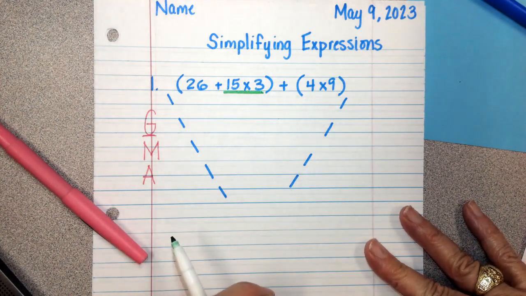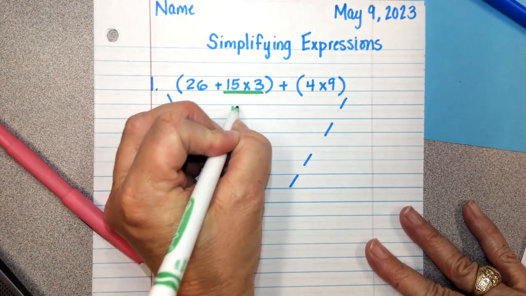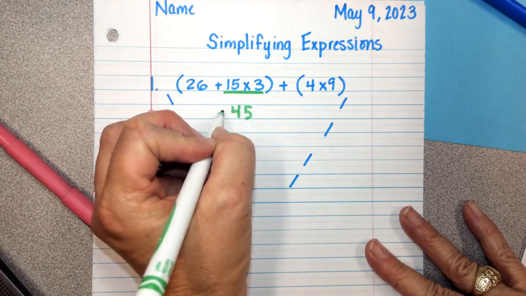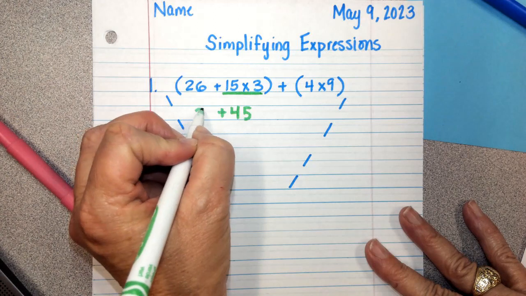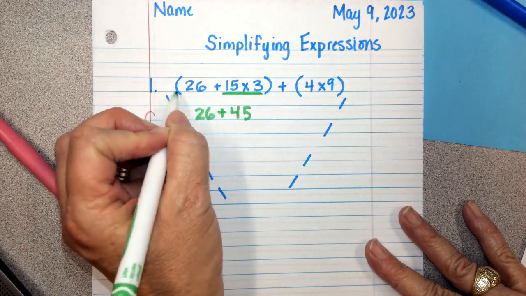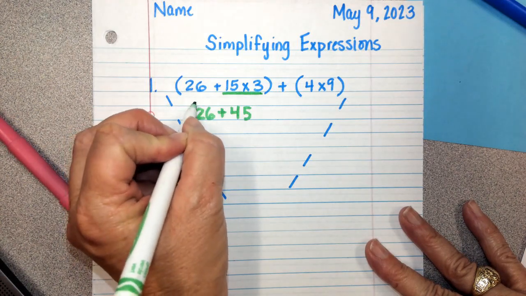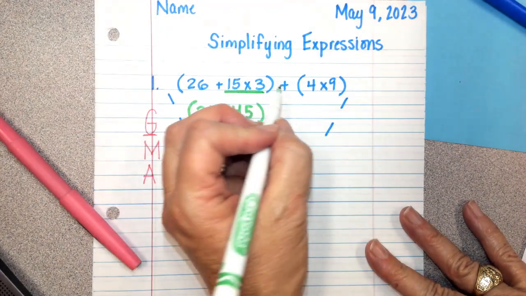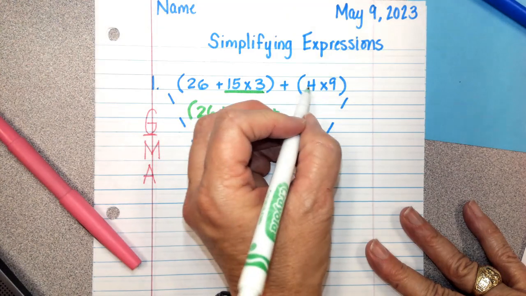What is 15 times 3? That's right, 15 times 3 is 45. And so then I'm going to drop the addition sign and the number 26. And since that's still in the parentheses, I'm going to go ahead and move my parentheses down. I'm going to drop my adding symbol, and then I'm going to rewrite this portion here.